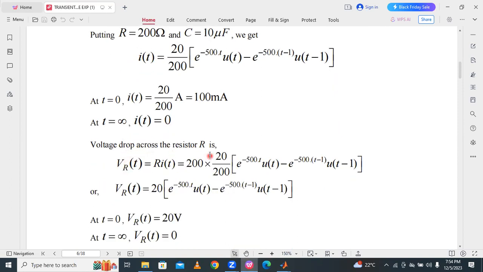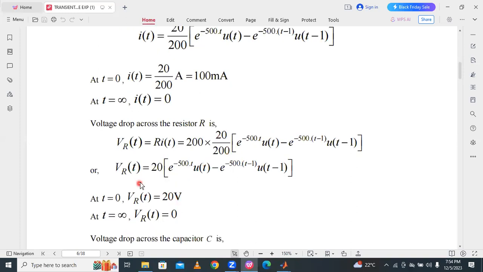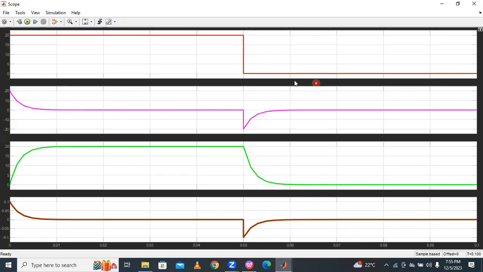Then the voltage drop across the resistor R is nothing but VR of t is equal to R into I of t, that is 200 into 20 divided by 200 into this expression. We will get an expression like this. Substitute here t is equal to 0 and then VR of t is equal to 20 volts. At t is equal to 0, substitute in this equation, and you get VR of t is equal to 20 volts. At t is equal to infinity, VR of t is equal to 0. That means it is exponentially decreasing from 20 volts onwards.